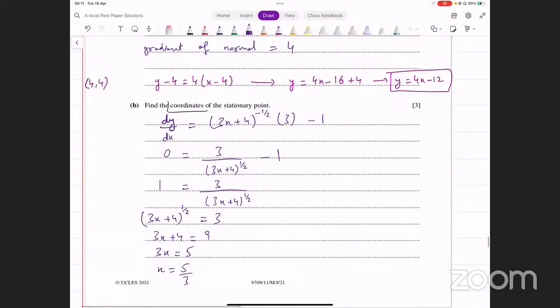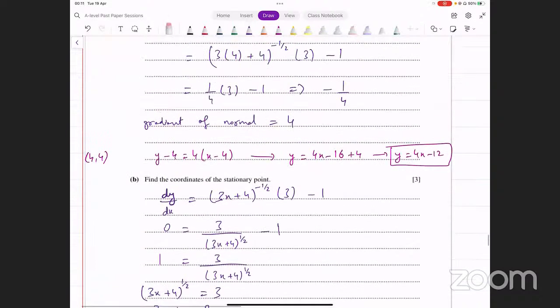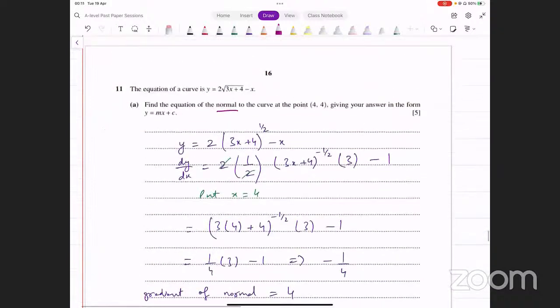उसने कहा है find the coordinates. यानी x coordinate भी चाहिए, y coordinate भी चाहिए. तो इसका corresponding y coordinate क्या होगा? How do you find that? You've got the curve's equation given. उसमें जाके input कर दें.